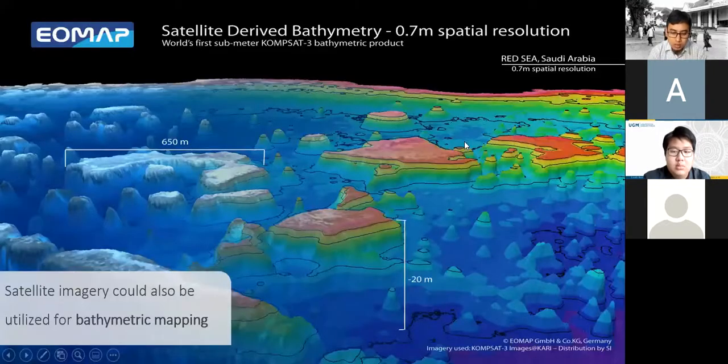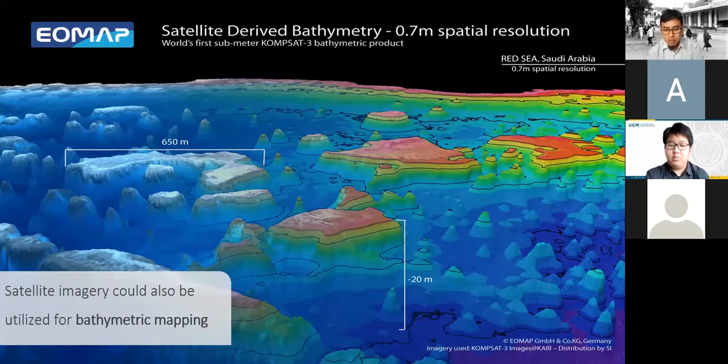And we can also use a satellite. We can use a satellite to derive information from some depth of the sea, or for this case it is the Red Sea. We can see the objects under the water using satellite. In this case it is COMSAT-3, and at some level we can see the bathymetric properties of the bottom of the Red Sea, and we can have an accurate representation of this bottom of the sea using a satellite. So without having to deploy a ship, we can also have the picture of what is underneath the sea.